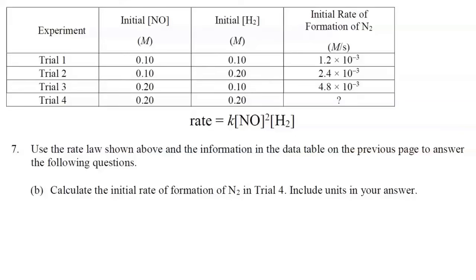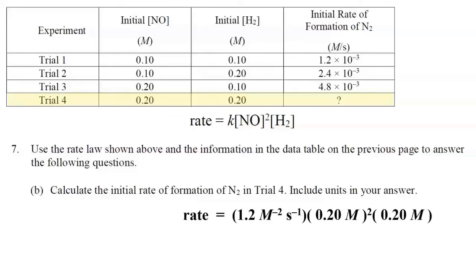So I'm going to go ahead and use the initial concentrations, and now we have a value for the rate constant K, which is 1.2, molarity to the negative 2 power, seconds to the negative 1 power. So there's my concentration of nitrogen monoxide, 0.20 molarity squared. There's my concentration of hydrogen, 0.20 molarity. And when I do this math, I get 9.6 times 10 to the negative 3. My units are still molarity per second, or molarity times seconds to the negative 1.